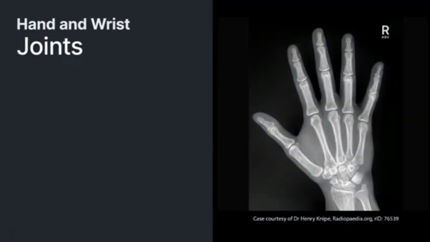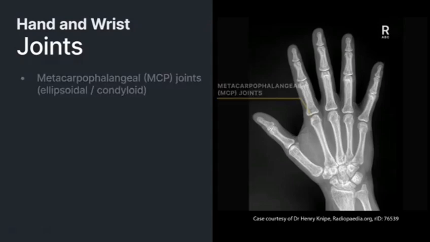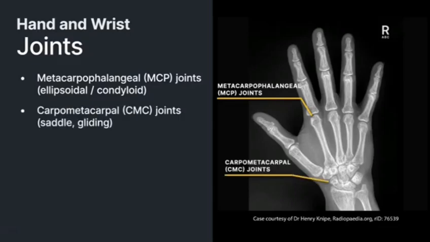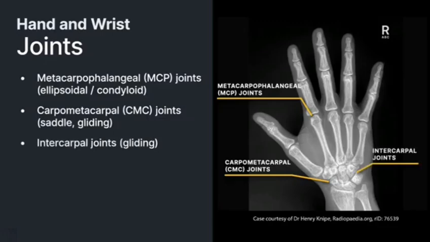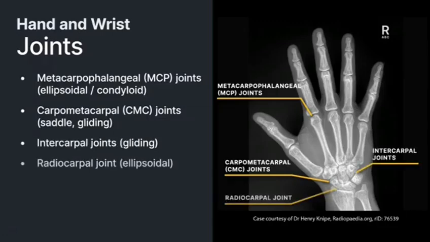The joints or articulations between the individual bones of the hand and wrist are also important to know because small chip fractures may occur near the joint spaces. You may recall from the joints of the body lesson, these joints include the metacarpophalangeal, MCP joints, which are classified as ellipsoidal or condyloid joints. Carpometacarpal, CMC joints, which are classified as saddle, first digit, and gliding, second through fifth digits. The intercarpal joints, which are also classified as gliding joints, and the radiocarpal joint, which is classified as an ellipsoidal joint.